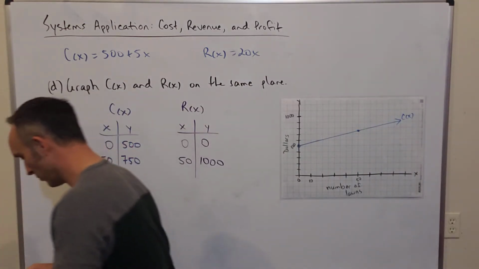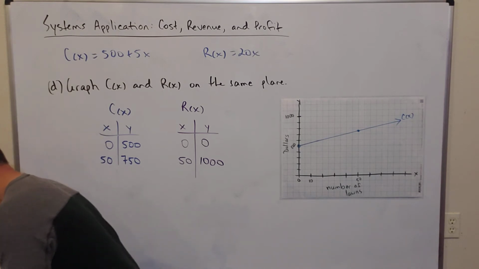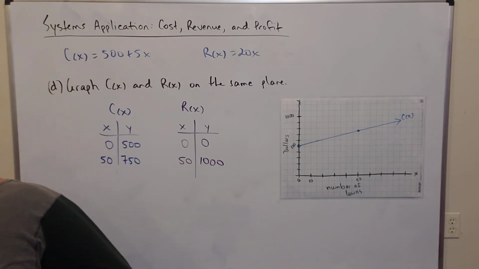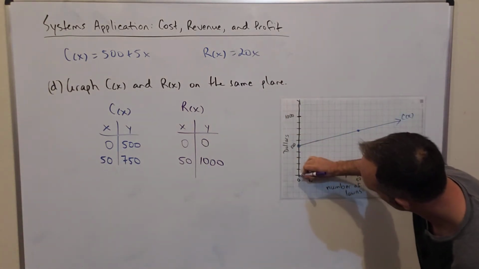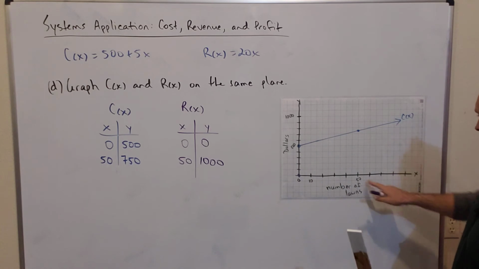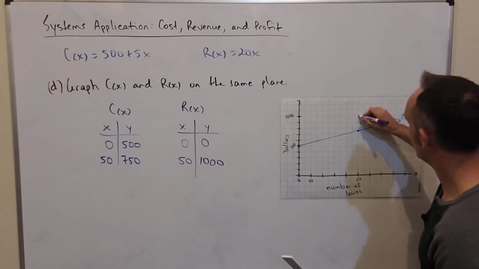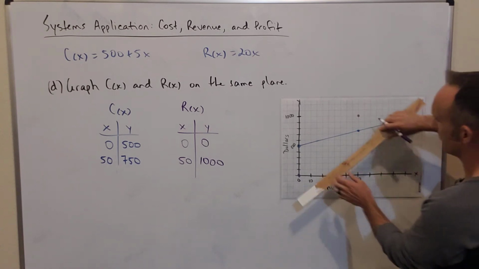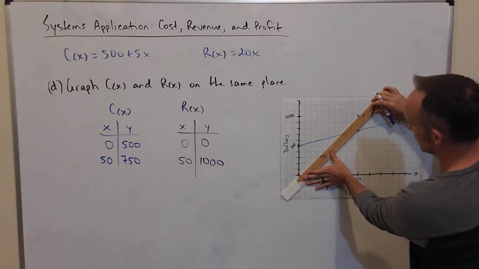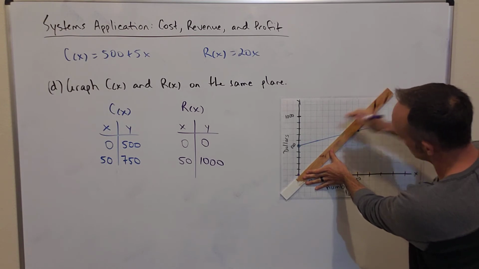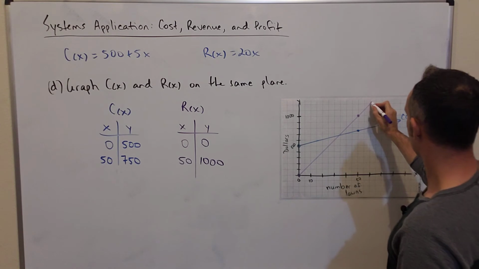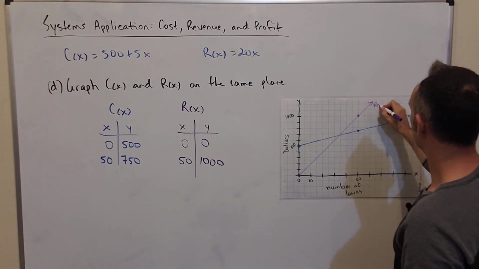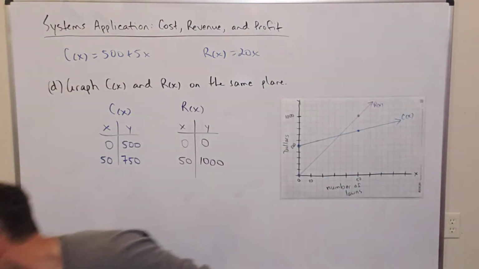Let's do the same thing for the revenue function using the 2 points we have for it. The revenue function goes through 0, 0. And at 50, it goes through 1,000, which is up here. Okay? So that's our revenue function, r of x.